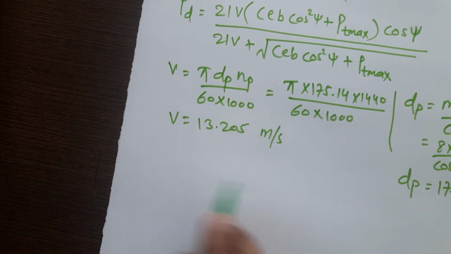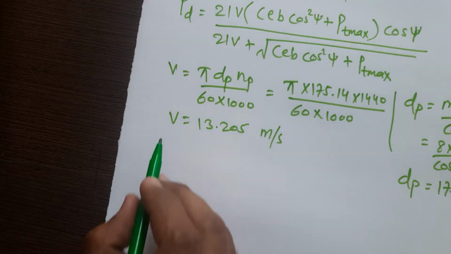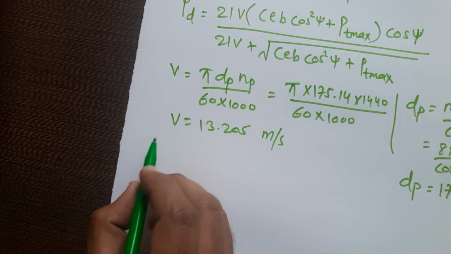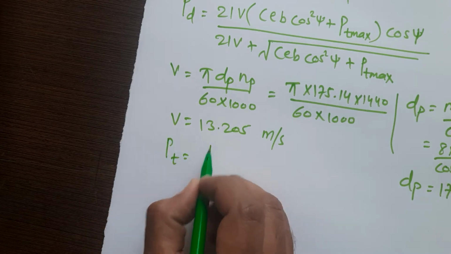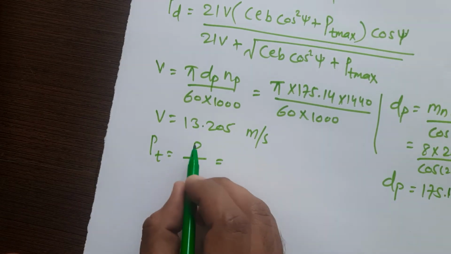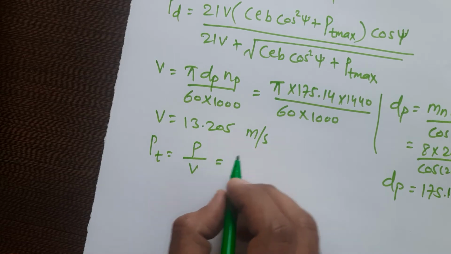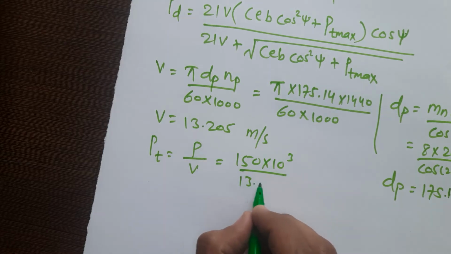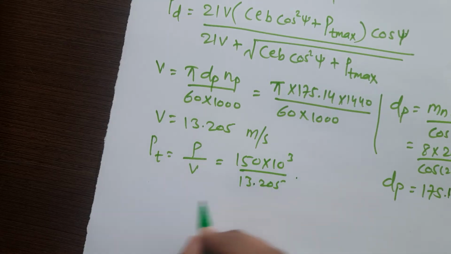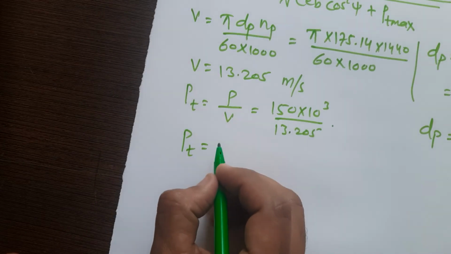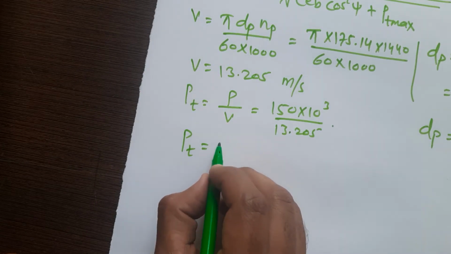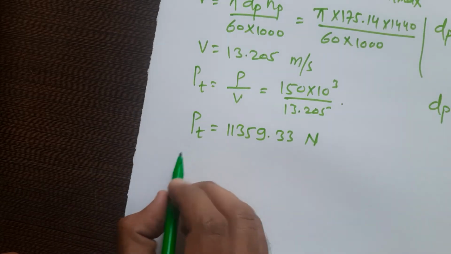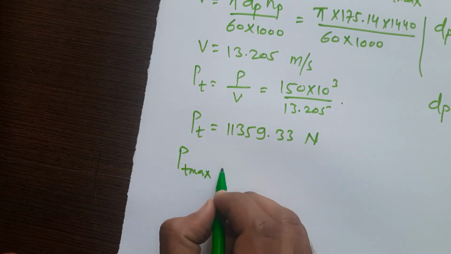Once you have the velocity, you go for Pt, the tangential force, and based on Pt you will get Pt max. Pt is equal to power by velocity. Here power is given as 150 kilowatt, so 150 into 10 raised to 3 watts divided by velocity 13.205. If you calculate it, you will get Pt as 11359.33 Newton.